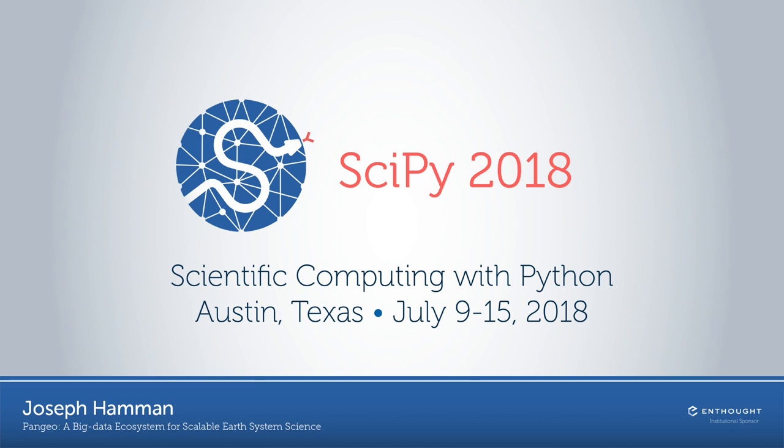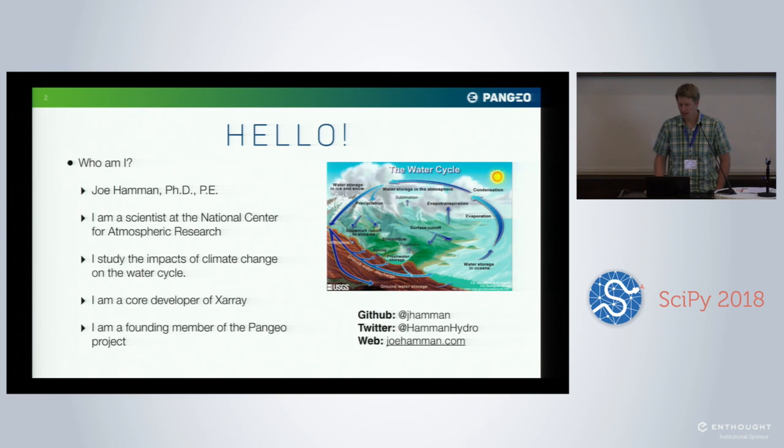I'm Joe Hamman. I work at the National Center for Atmospheric Research, where I study the impacts of climate change on the water cycle. I'm a water resource engineer by training, and so I'm interested in things that interface climate and the water cycle with the water resource systems.